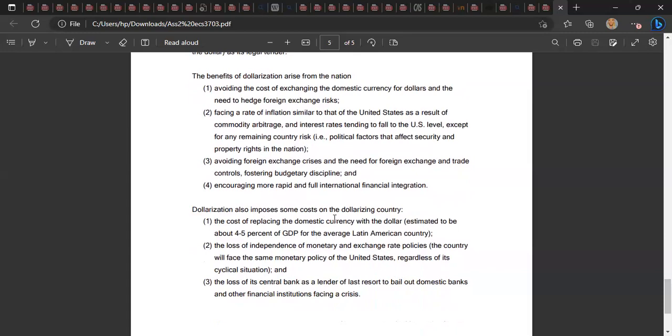But what are the disadvantages of those? The cost of replacing the domestic currency with the dollar. This is the real cost of doing that format, and it's very costly. The loss of independence. Of course, you can still have your South African Reserve Bank in control. Remember, part of their job is to print money, to issue currency. So what currency are they issuing now? Because they don't have a currency. And then the loss of the central bank as the lender of last resort to bail out domestic banks. We can't do that anymore.